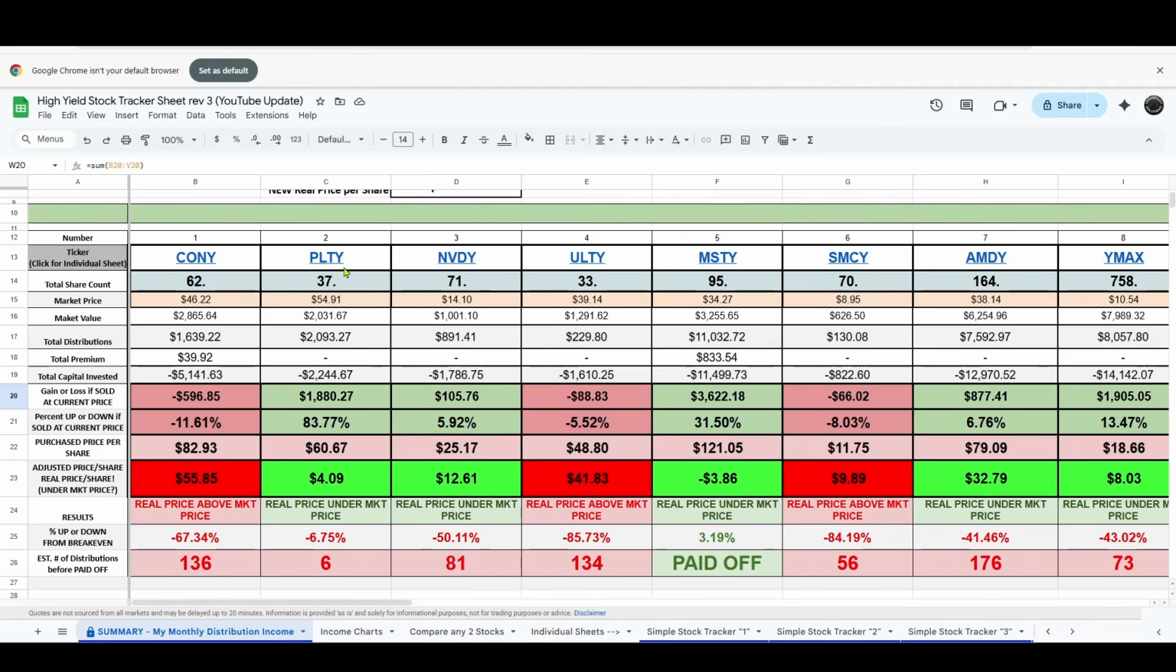But I do not want to do that with something like, say, NVDY, because if my real price per share is $12.61 and I buy at $14.10, it's going to take this $12.61 and move it up. I don't want to move that up. I want to only move it down. So that's why, if it's red, you can take a look to see, does it make sense to buy more shares to help average down? So let's take a look at the charts on those 4 ETFs and see if it makes sense.